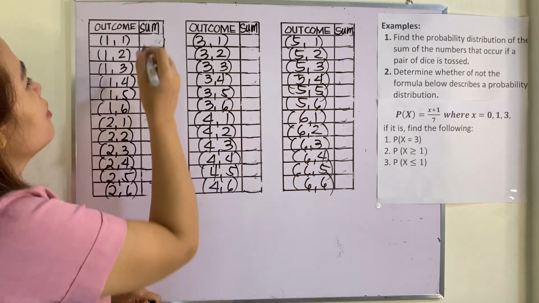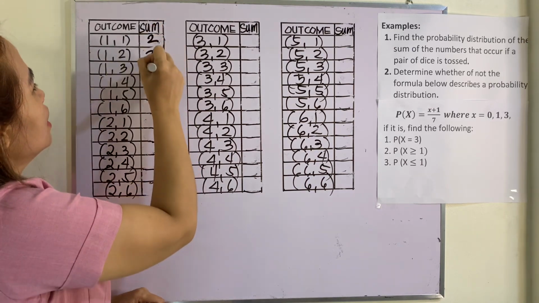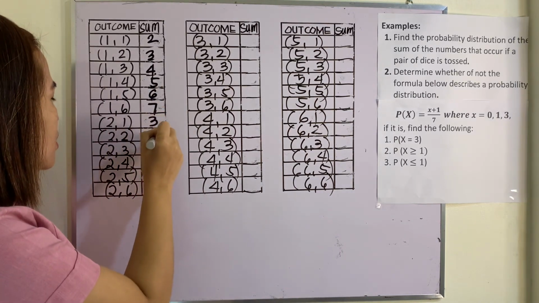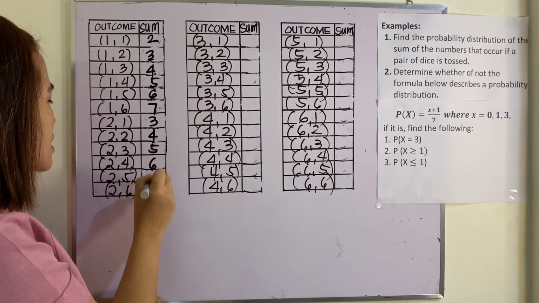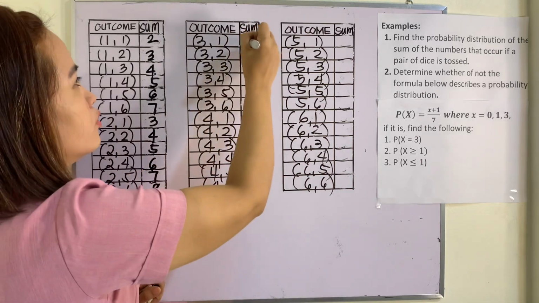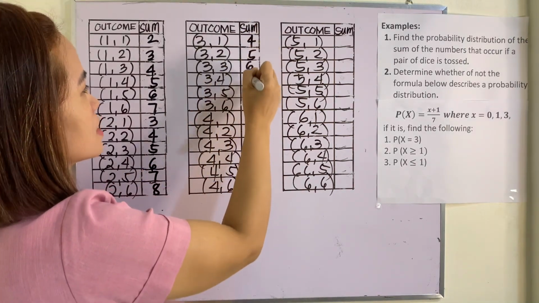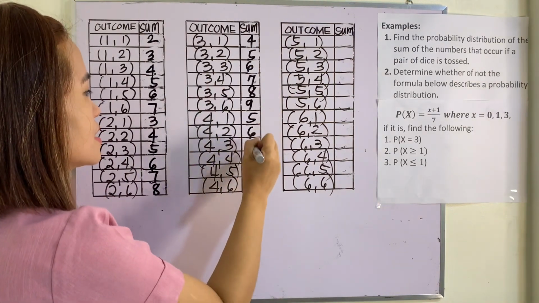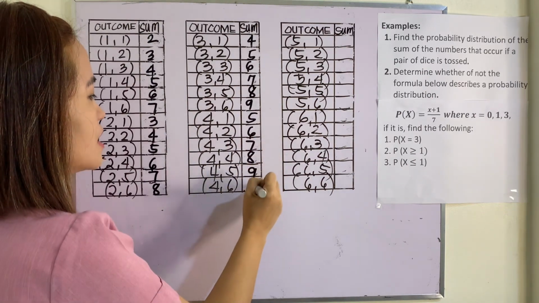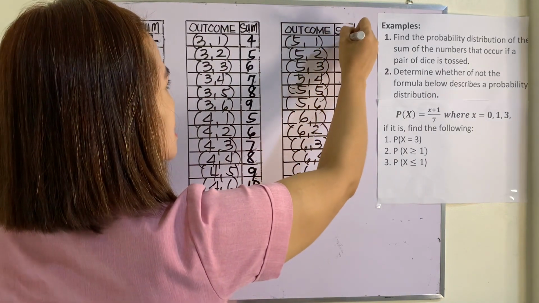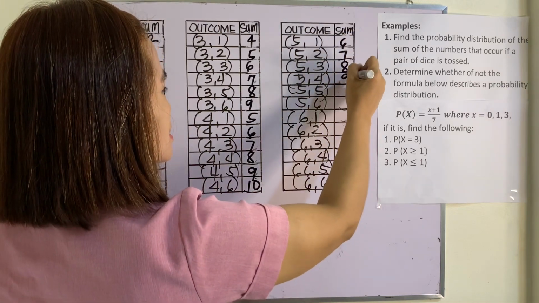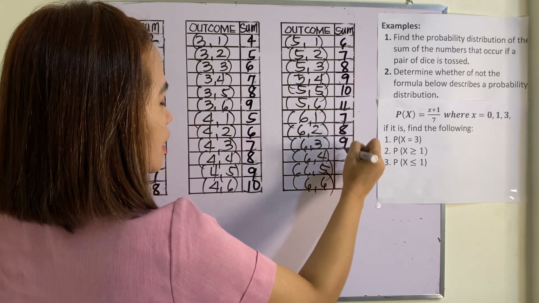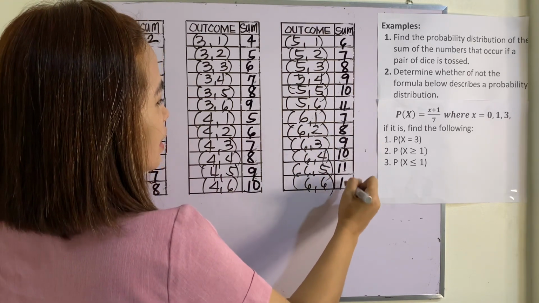Let us now get the sum of each. We have 2, 3, 4, 5, 6, 7. Then we have 3, 4, 5, 6, 7, 8. We have 4, 5, 6, 7, 8, 9. We have 5, 6, 7, 8, 9, 10. We have 6, 7, 8, 9, 10, 11, and finally 7, 8, 9, 10, 11, and 12.